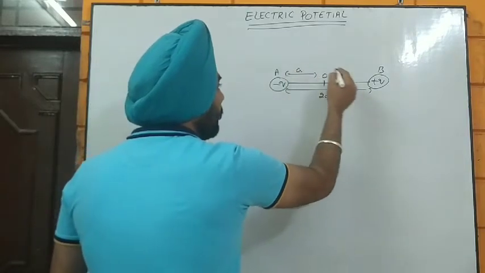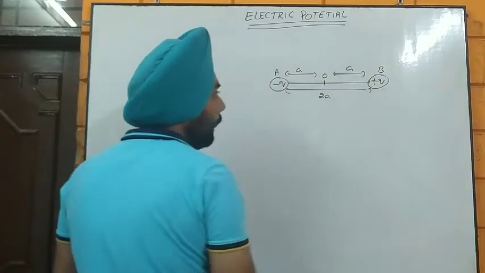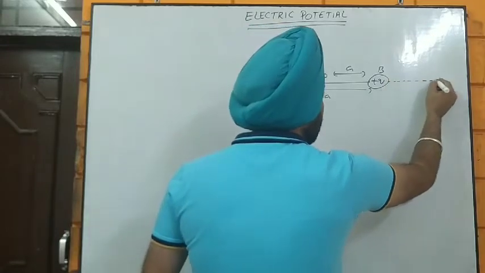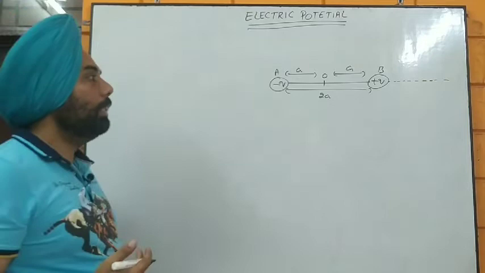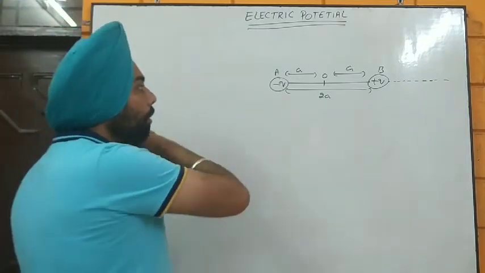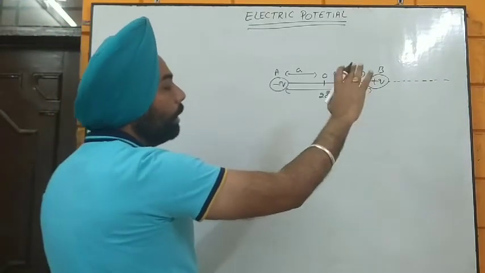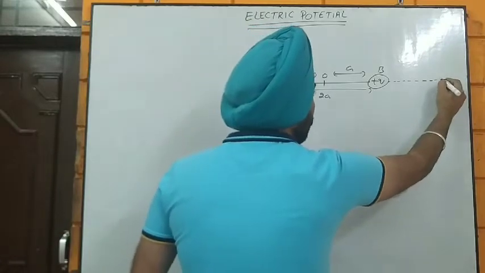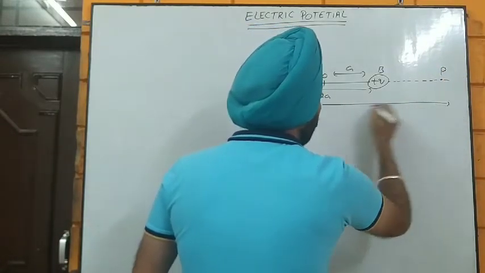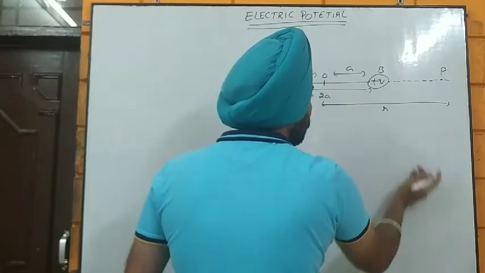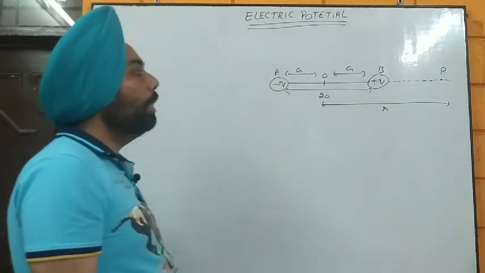That is going to be the axial line. Now what is the axial line? The axial line is the line which we can draw with the extension of the electric dipole. So let's say here our observation point is P. From O to P, let's suppose the distance is R.